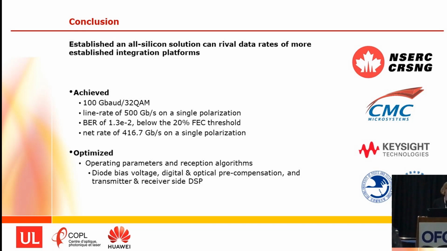In order to achieve these results, as I mentioned, we have to do two types of optimization. Optimization on the operating point, most particularly on the bias voltage, and then we also do DSP optimization, both in the linear regime, where we optimize across digital and optical linear equalization, and also in the nonlinear, both pre and post.